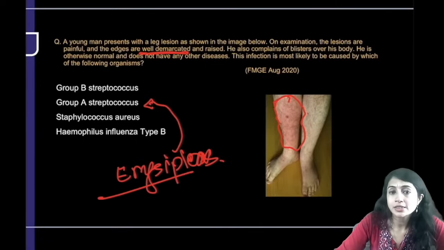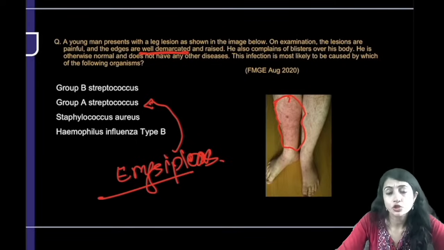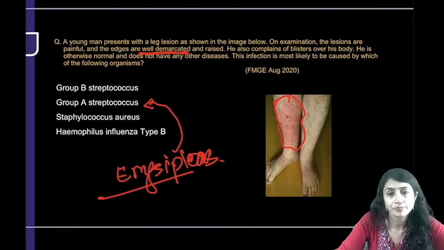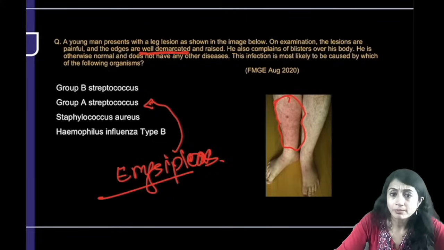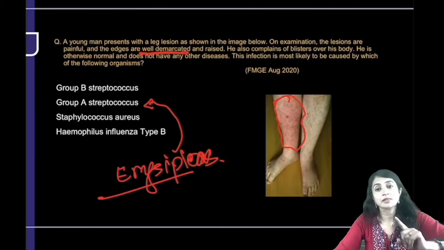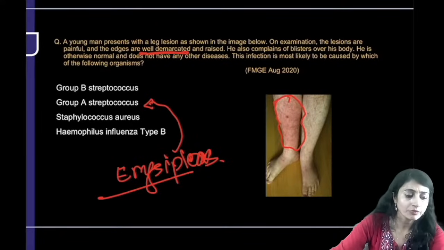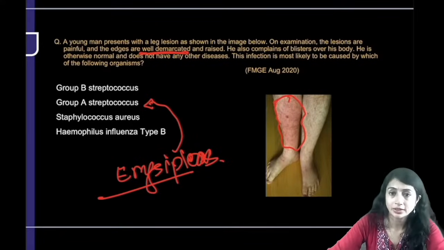This question was to help you differentiate between erysipelas and cellulitis and the causative organism. Cellulitis is usually caused by staph. It can also be caused by H influenzae type B. So in the question, because it is given as well demarcated, you should know that erysipelas is more superficial, so it is more well demarcated. So don't get confused, okay?